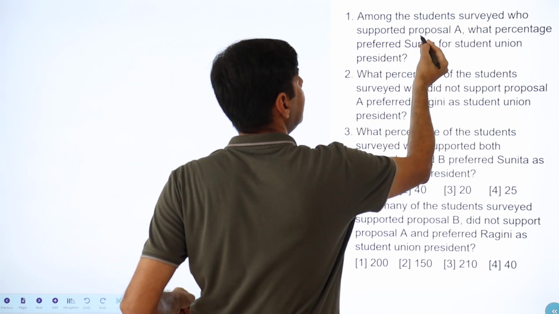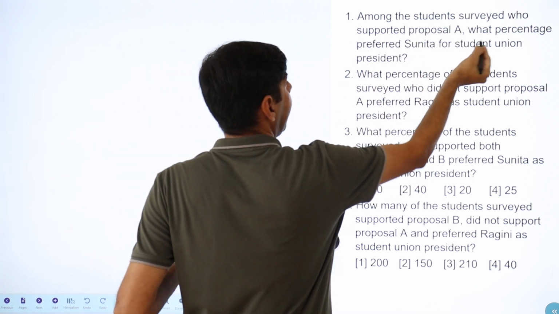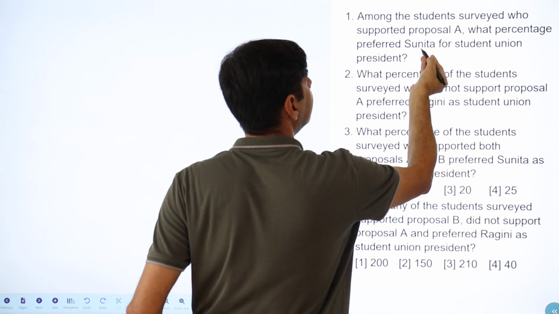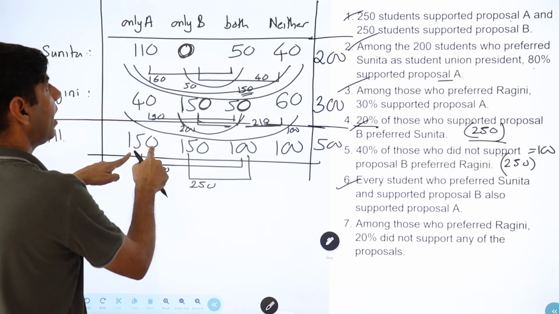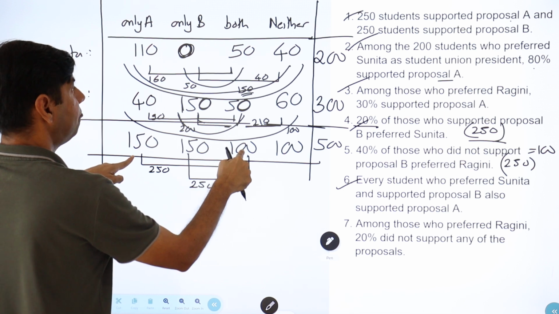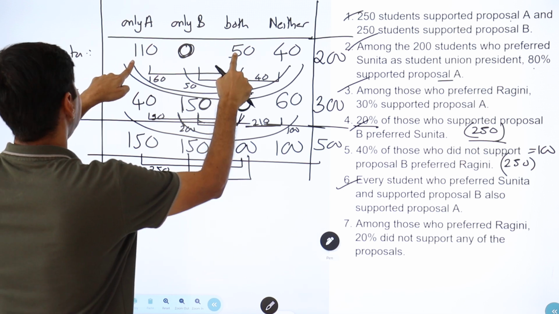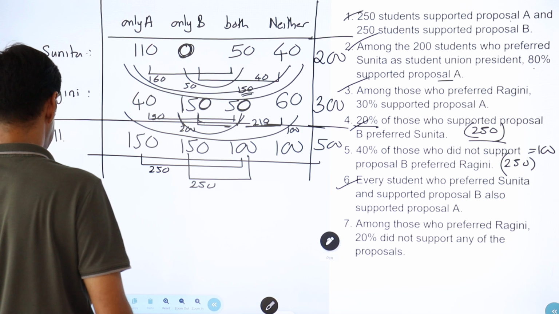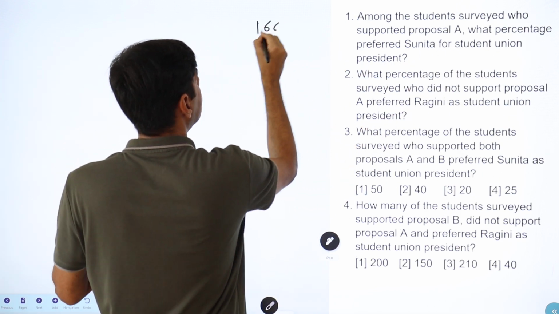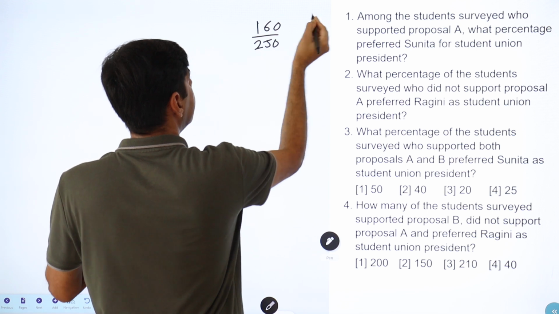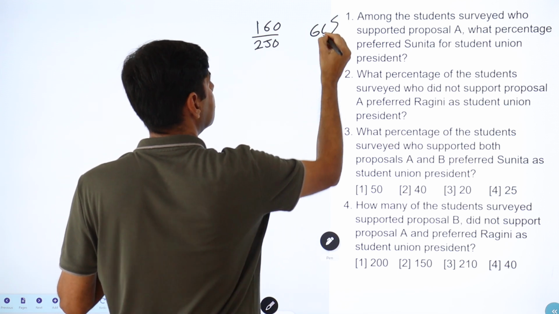Among the students surveyed who supported A, what percentage preferred Sunita for the union? Those who preferred A are 150 and 100, that is 250. Out of that, how many preferred Sunita? 160. 160 out of 250, so into 4, 64% should be the answer.